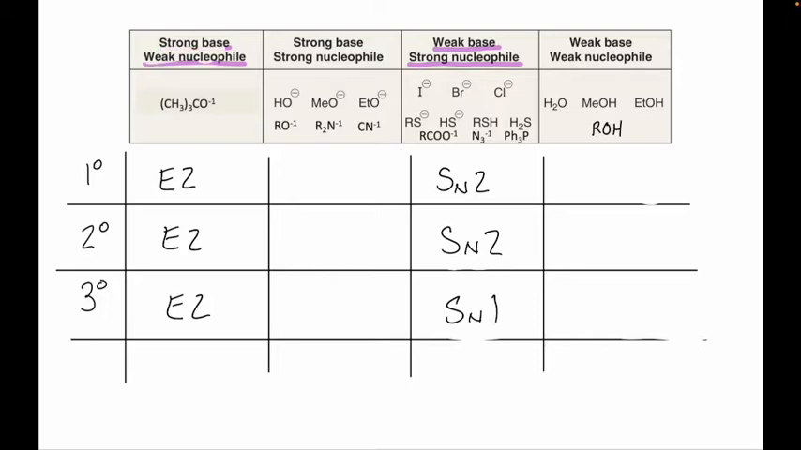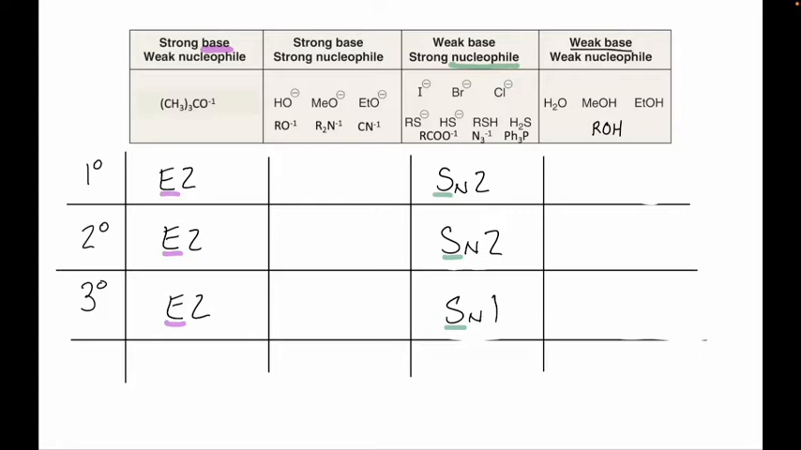So again, reasoning through this, these are our bases that are crappy nucleophiles, so they are all elimination. These are our nucleophiles that are crappy bases, so they are all substitution. Let me get a better color. Those two categories are the easiest to fill in because everything's the same. This one right here is probably the hardest, so let's do that one at the end.